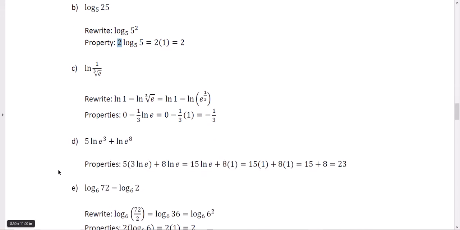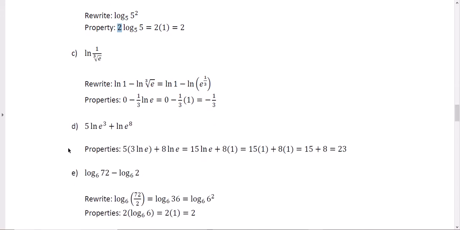And we could do this millions of times, and it seems like I'm going to, but I promise these will end eventually. The natural log of 1 over the cube root of e, we're going to rewrite. That's the natural log of 1 minus the natural log of the cube root of e. But the cube root is the same as the 1/3 power. So I can bring the 1/3 out in front of the natural log of e.